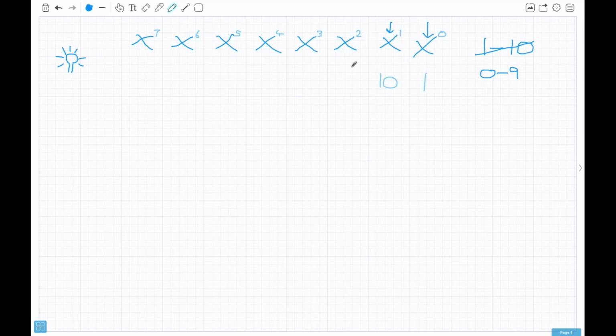X to the power of 2 is 10 times 10, so it becomes 100. X to the power of 3 is 10 times 10 times 10, and it becomes 1,000. And you can see how we go on from here. So we can use any number from 0 to 9 in each position. So if we write down 323, we have 3 100s, 2 10s, and 3 1s.